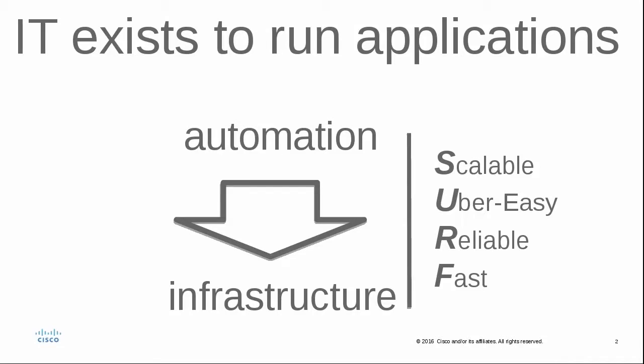We may love infrastructure, we may love all of the lower level pieces, but at the end of the day, we serve our customers that want to run their applications, and they want to run them in a way that's scalable, easy, reliable, and fast. And doing that requires automation. We need to be able to automate systems. We need to be able to achieve this kind of agility.